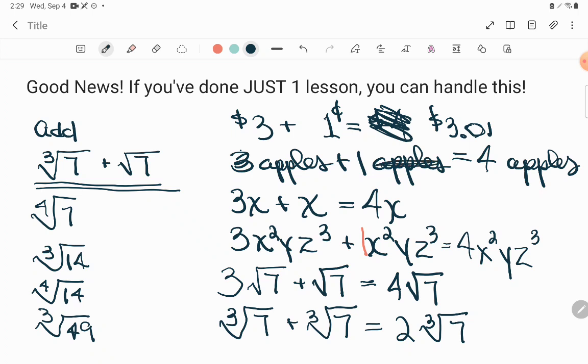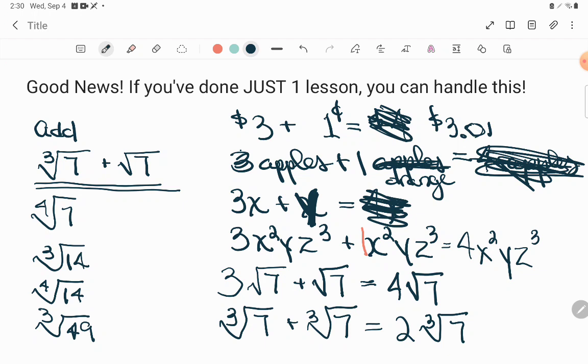Same thing if I didn't have apples, but I had oranges. What's 3 apples plus 1 orange? It's not 4 apples, and it's not 4 apple oranges. It's 3 apples and an orange. I suppose if you called them both fruit, then we could say it's 4 fruit. But if I ask how many apples, how many oranges, we can't put apples and oranges together. Same thing here. If I had 3 x's and a y, I wouldn't be able to simplify it. I'd say, no, can't add. Not the same kind of thing.